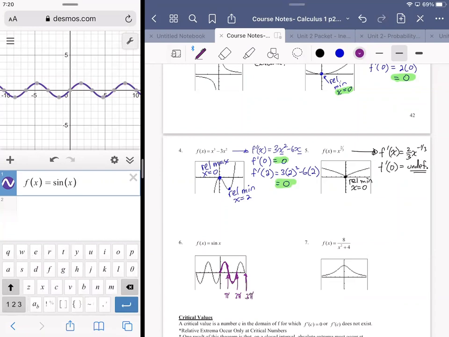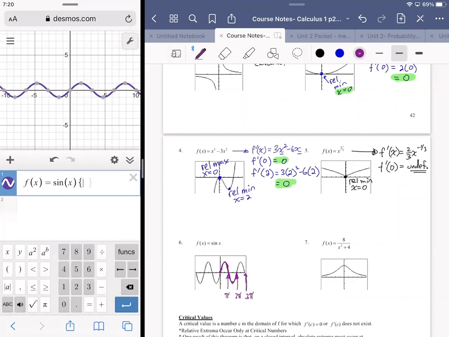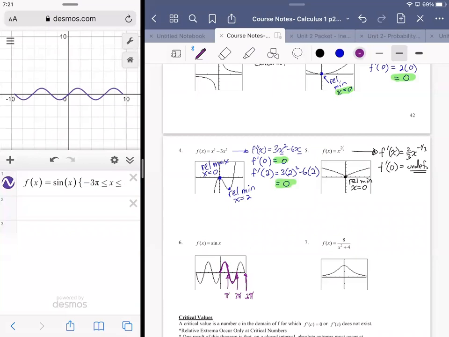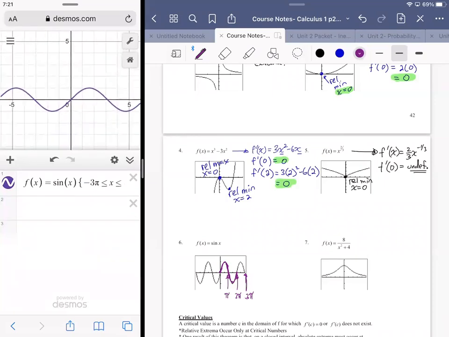So if I'm not sure, I would just restrict my domain on Desmos, negative 3 pi to 3 pi, and see if it gives me the appropriate number of arches. Right? So it looks like it, I mean, the scaling's a little bit different, but we know a sine wave has an amplitude of 1. So I definitely don't need to be going up to 10.